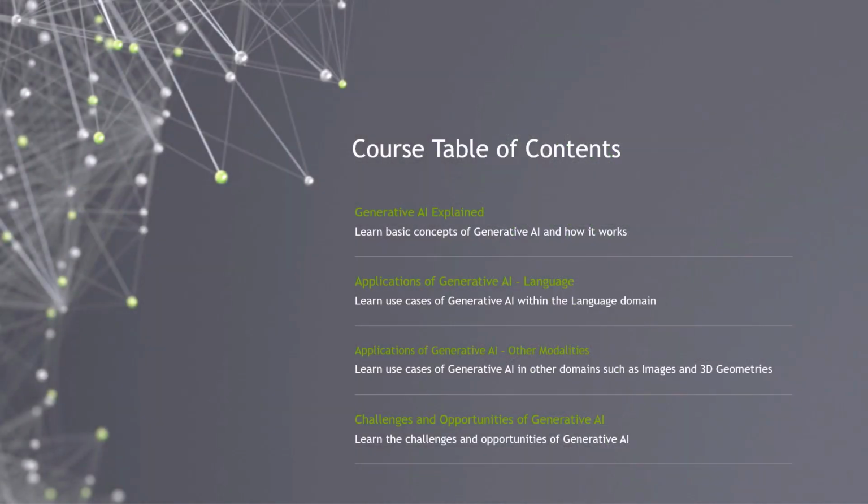The course is broken down into 4 sections. First, we will discuss what generative artificial intelligence is and how it works. In the second and third sections, we will discuss language and visual use cases of generative AI. In the last section, we will discuss some of the challenges and opportunities facing generative AI. Each section will be followed by a few questions to make sure you become proficient with the most important concepts. Let's get started.